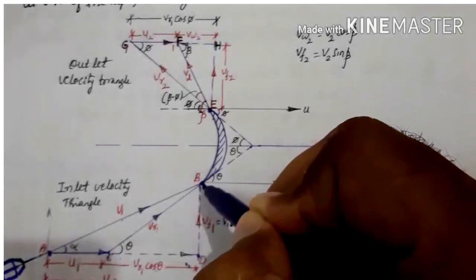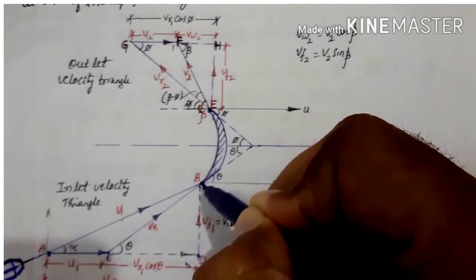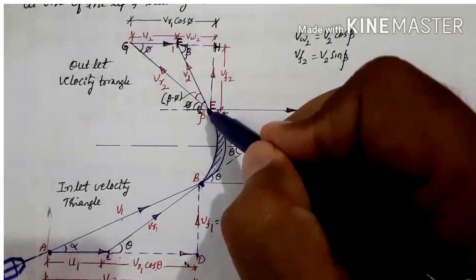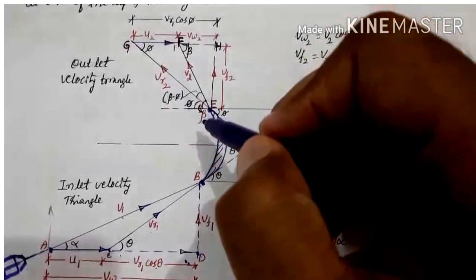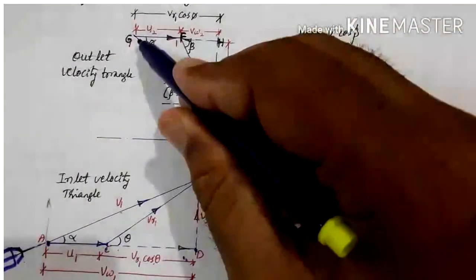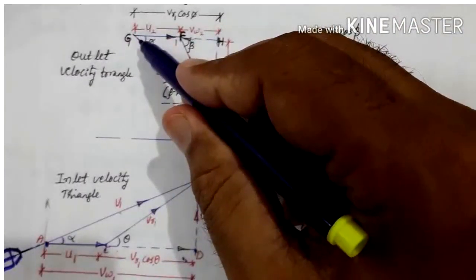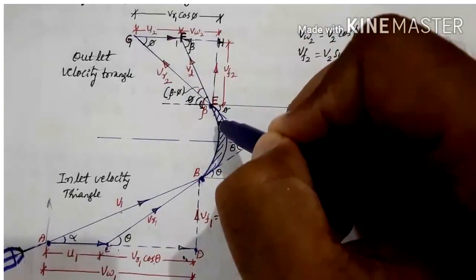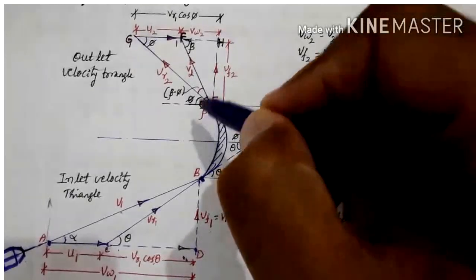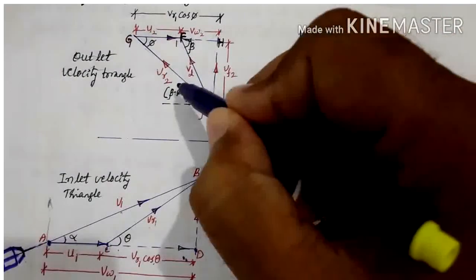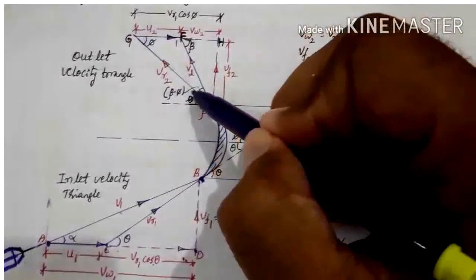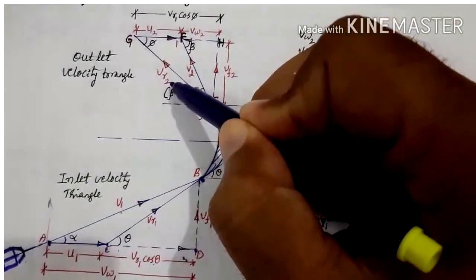So where the water is entering inside the passage, that is called the inlet tip. Where the water exits, that is called the outlet tip. So mark point E here, then draw a line EG in the tangential direction of the vane at outlet, and cut this line by a magnitude of VR2.